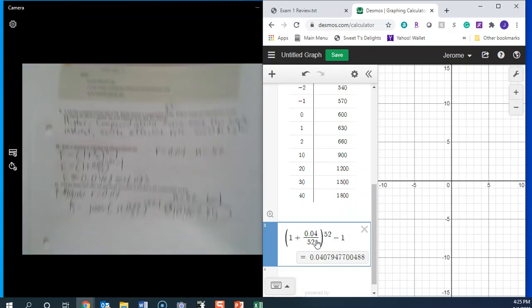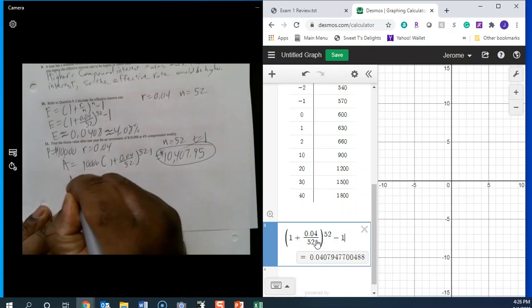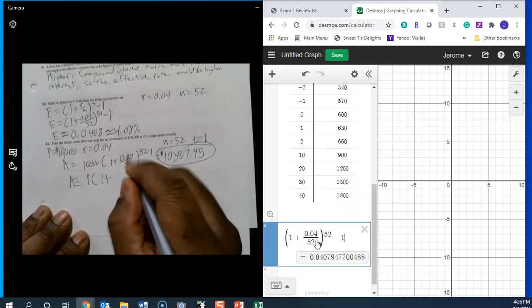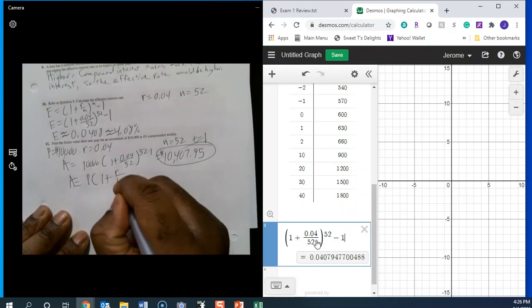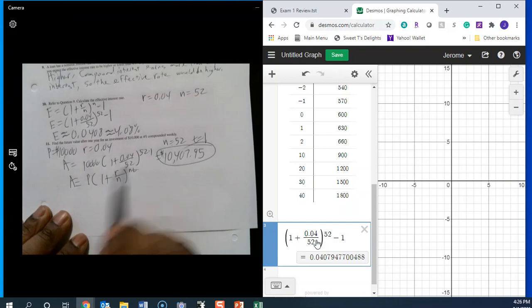Now, just to be sure here, we know that this is the formula: the principal times 1 plus the rate over N, to the NT power. So this is where we derive these values from this formula.